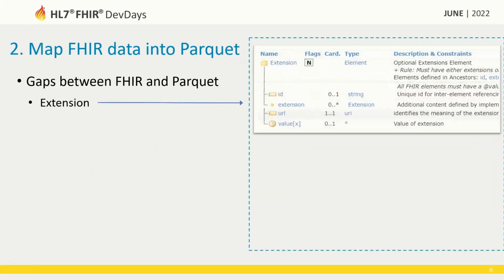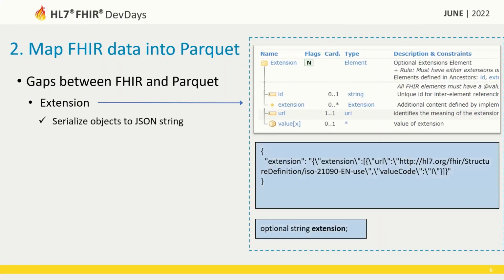The extensions are special and complex fields in FHIR. Users can follow the rules to define the extension by themselves. So extension schema can vary among companies or organizations. In order to create a general solution to map FHIR data into Parquet, you can still define a string field in the Parquet schema for the extension field, then serialize the extension field. Store them as a JSON string in Parquet data.